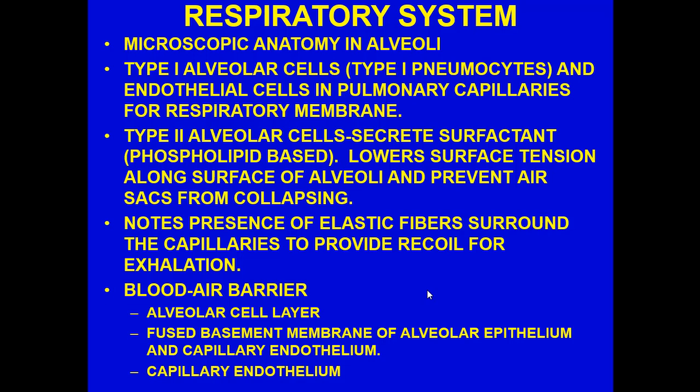What a surfactant does is it lowers the surface tension along the surface of the alveoli and prevents the air sacs from collapsing. Because what you have to keep in mind is, in all of these very thin, fine sacs, you have a thin layer of fluid, and it's mostly water. So due to surface tension, because this is a polar molecule, you're going to have these molecules trying to pull together, and they can literally close up the alveoli, okay? And so what they do is they add this surfactant that breaks down the surface tension.